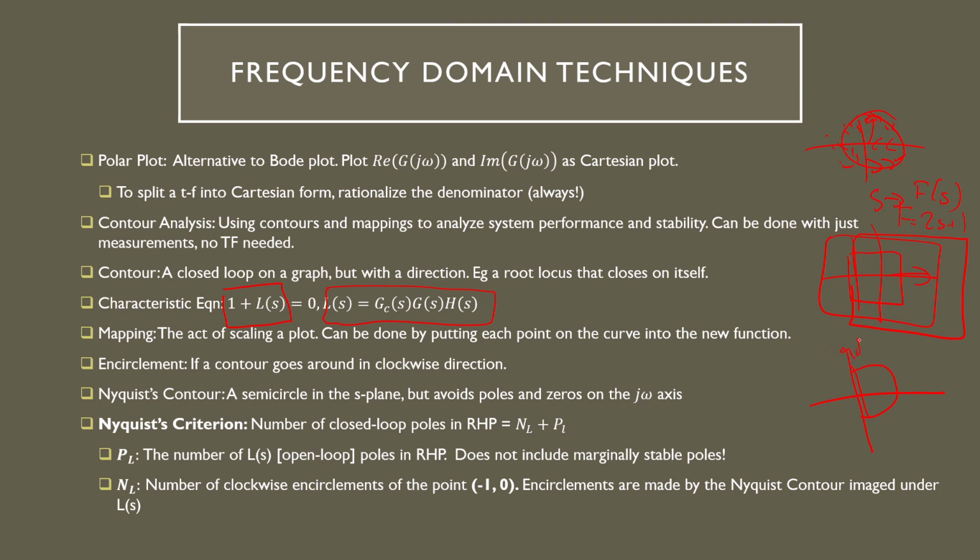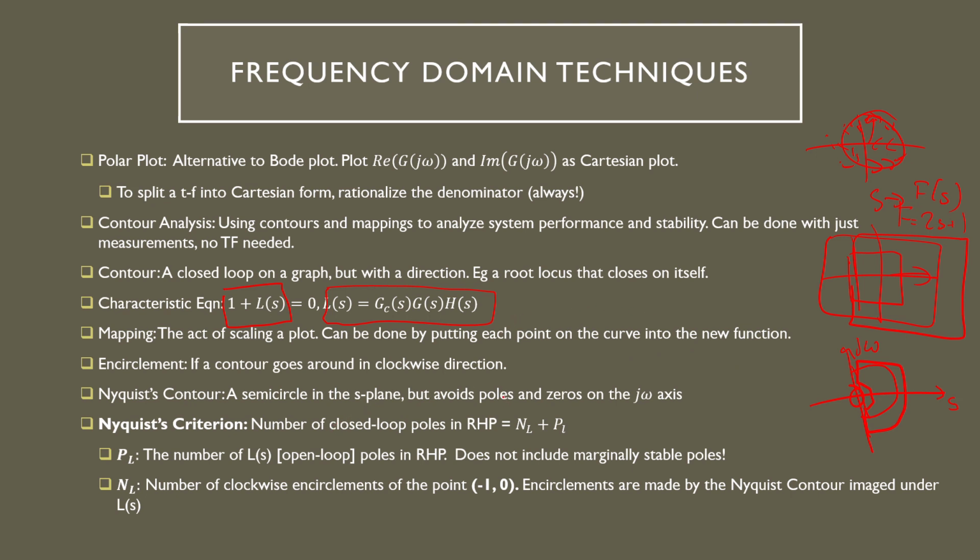But if you have poles or zeros of your function on the j omega axis, it will avoid them. So if you have a 0 here, it's going to bend around it. So you're going to get something like this. If you have a pole, similar thing.